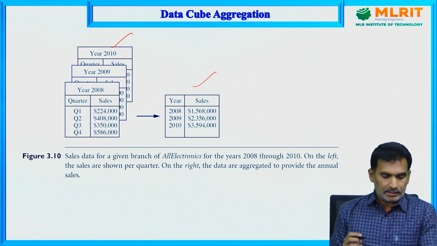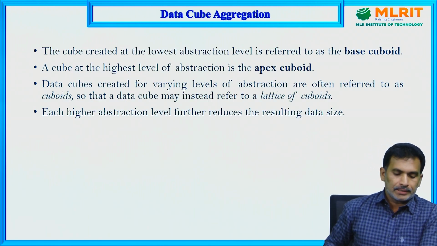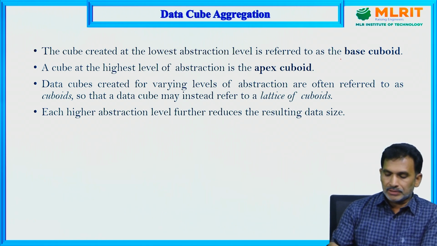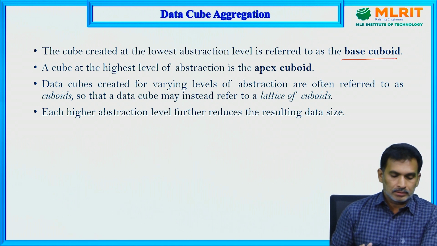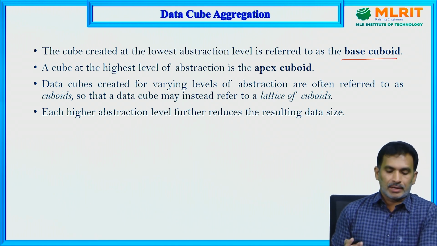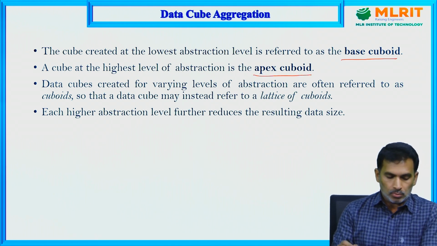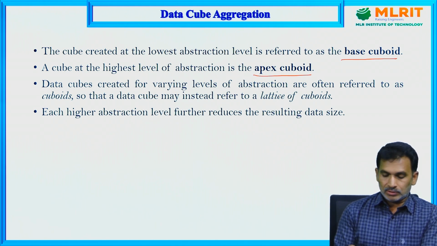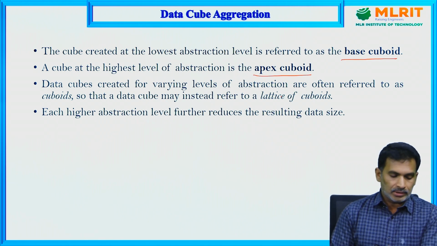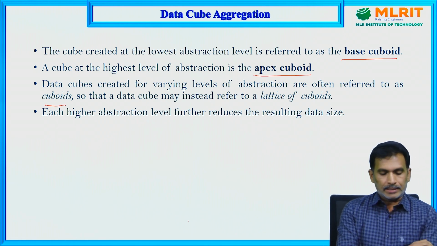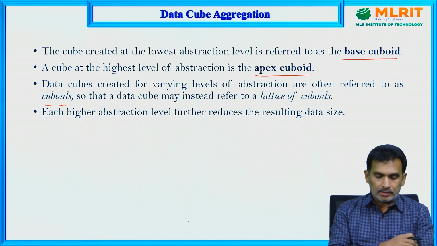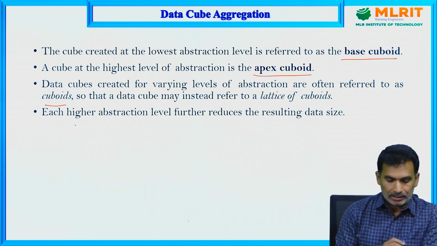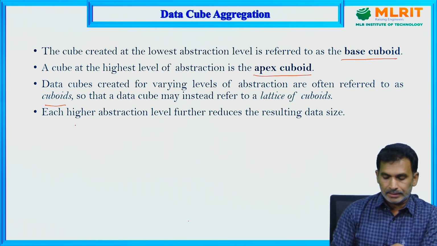The cube created at the lowest abstraction level is referred to as the base cuboid, whereas the cube at the highest level of abstraction is called the apex cuboid. The data cubes created for varying levels of abstraction are often referred to as cuboids, so that a data cube may instead refer to the lattice of cuboids. Each higher abstraction level further reduces the resulting data sets.